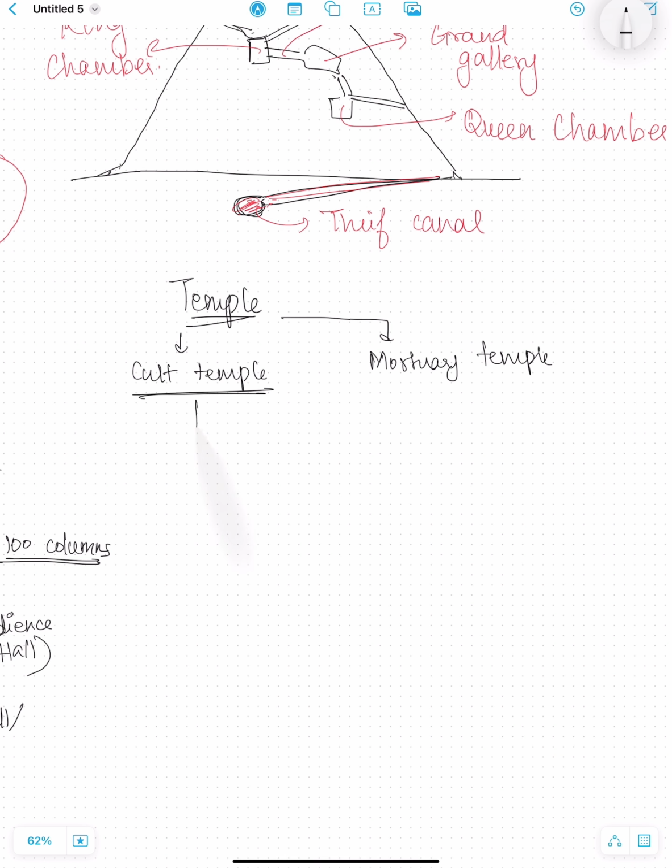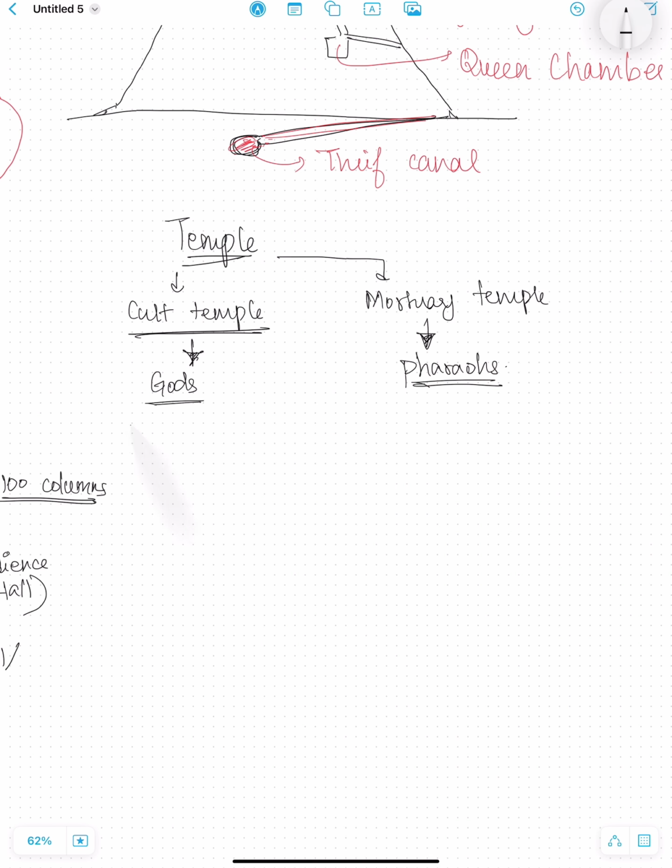Now these temples were for gods and these temples were for dead pharaohs. Some of the examples that I would like to mention for both: this is the temple of Heliopolis, which is the sun god, and Luxor, Karnak, Edfu, Amun, Horus, and Osiris.